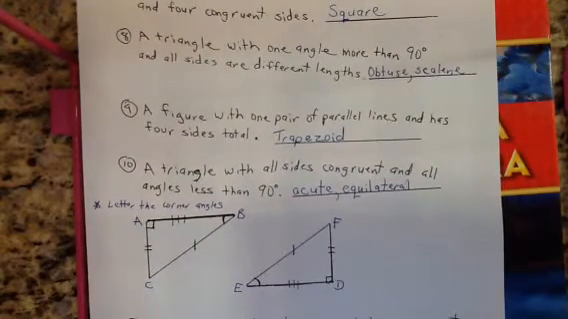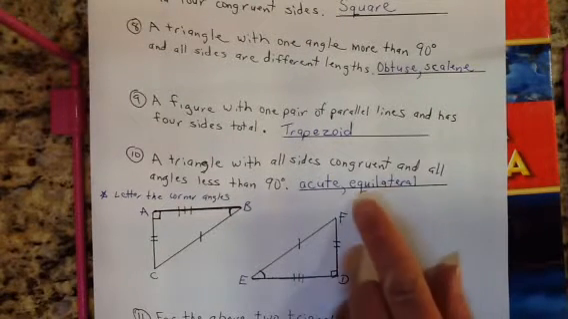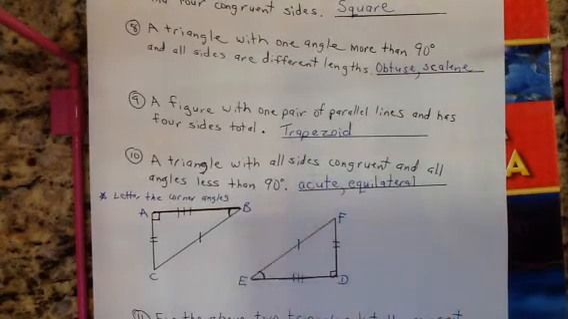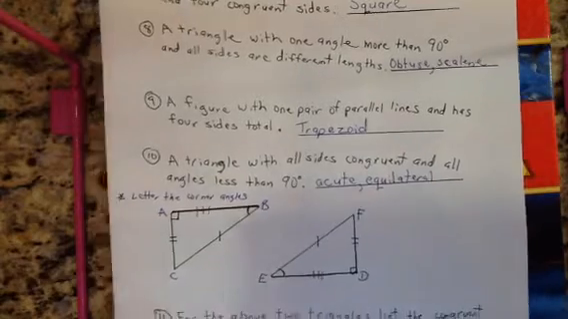Number 10, a triangle with all sides congruent and all angles less than 90 degrees. All sides congruent, that would be equilateral. That means all sides are the same measurement. And then all angles less than 90 is acute angles.